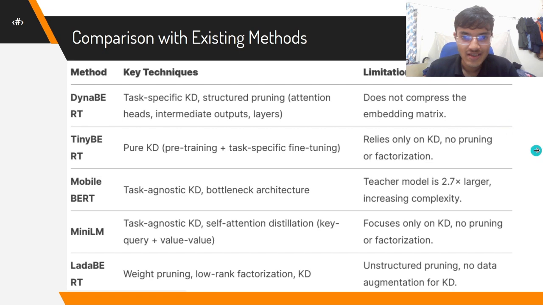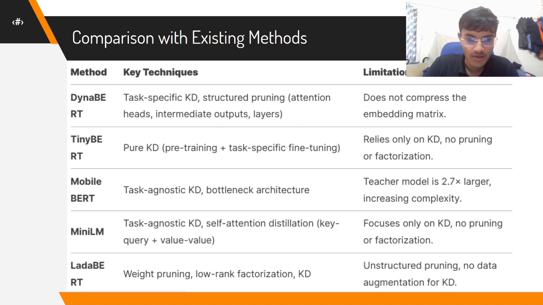So this is a comparison with the existing methods. The first one being DynaBERT. It utilizes task-specific knowledge distillation, and it also uses structured pruning, like pruning of attention heads and intermediate output layers. The limitation of it is that it does not compress the embedding matrices, which we are doing in this paper, and also the task-specific knowledge distillation made the model specific to some task and not a generalized one.